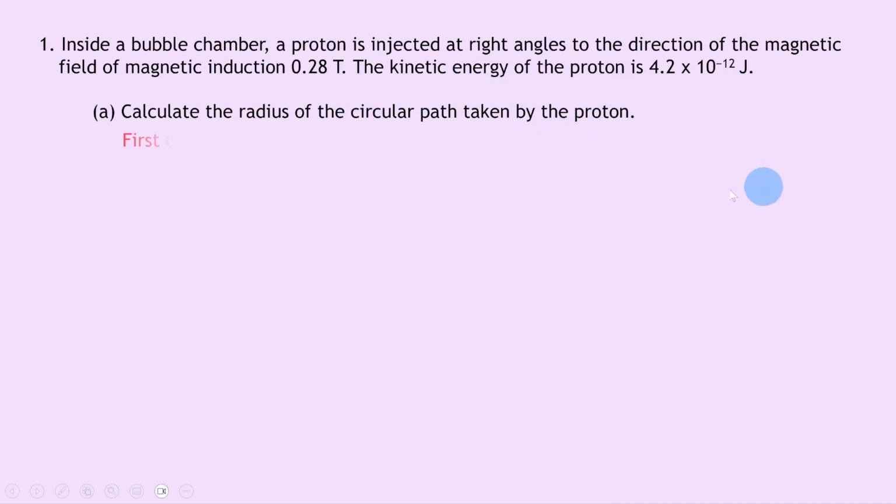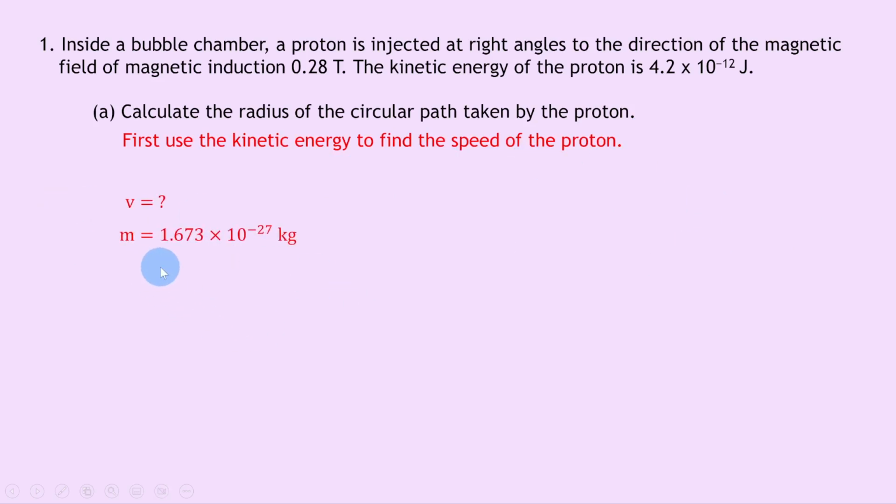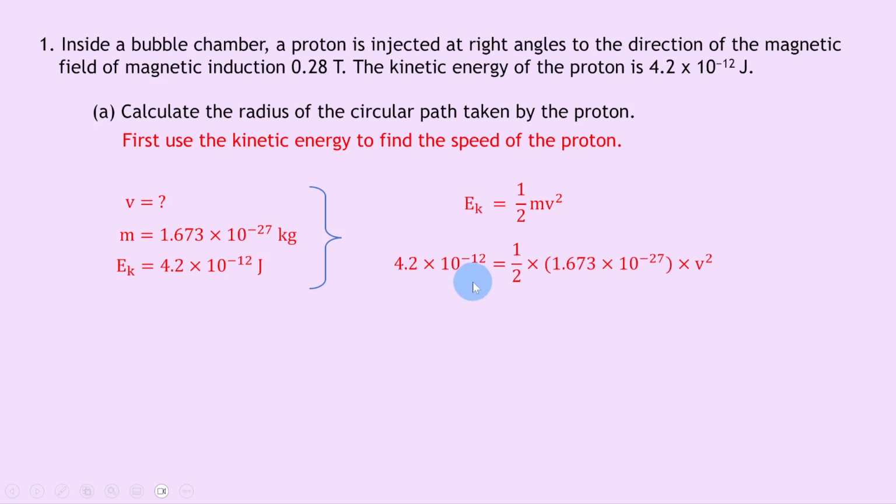But what we want to do here is first use the kinetic energy to find the speed of the proton. So we're trying to find v. We know that the mass m of a proton is 1.673 times 10 to the minus 27 kilograms from the datasheet. We know the kinetic energy is 4.2 times 10 to the minus 12 joules, and so writing down our equation for kinetic energy, we have Ek equals a half mv squared. Substituting in the numbers gives 4.2 times 10 to the minus 12 equals a half times 1.673 times 10 to the minus 27 times v squared.